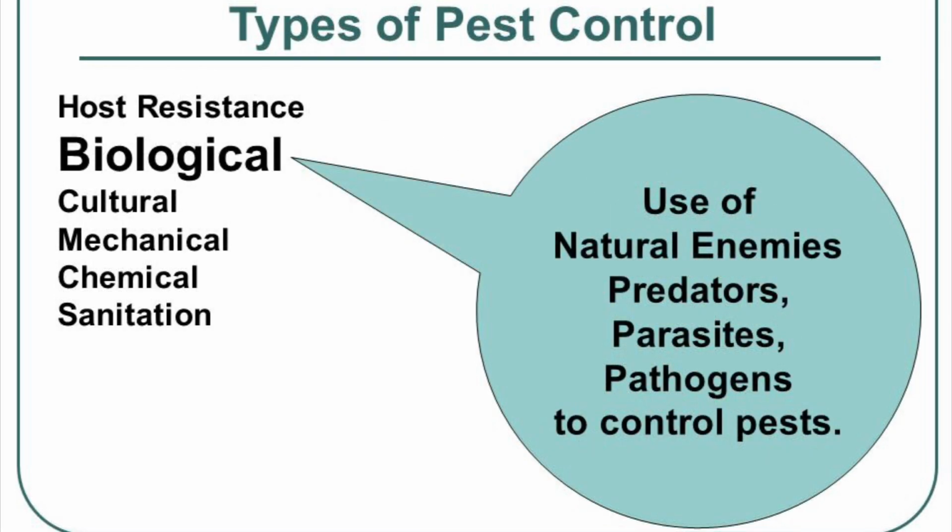So biological controls, you use a natural enemy such as predators, parasites, and pathogens to control pests. Some examples of natural enemies would be lady beetles or ladybugs, praying mantids, spiders, ambush bugs, predatory mites. And some examples of pathogens would be like the Bt bacteria we talked about, as well as fungi and nematodes. All of these are considered biological controls because they use nature to fight nature.